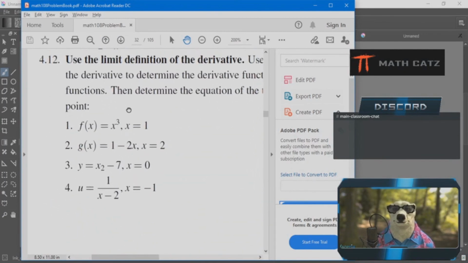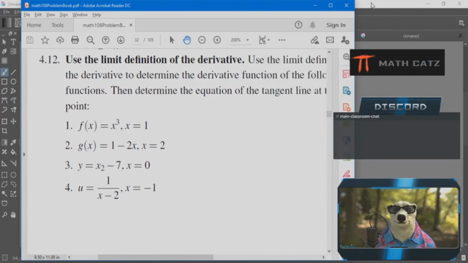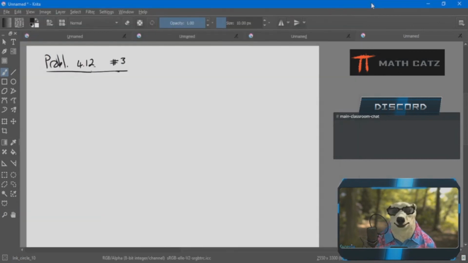There we go. Now there's a typo, the 2 is a little low. It's actually x squared minus 7, which is why I wanted to do this one, so you don't get confused by this typo. So x squared minus 7, and the x value in question is 0. So my function here, x squared minus 7, and x is equal to 0. That is my point that I'm interested in.